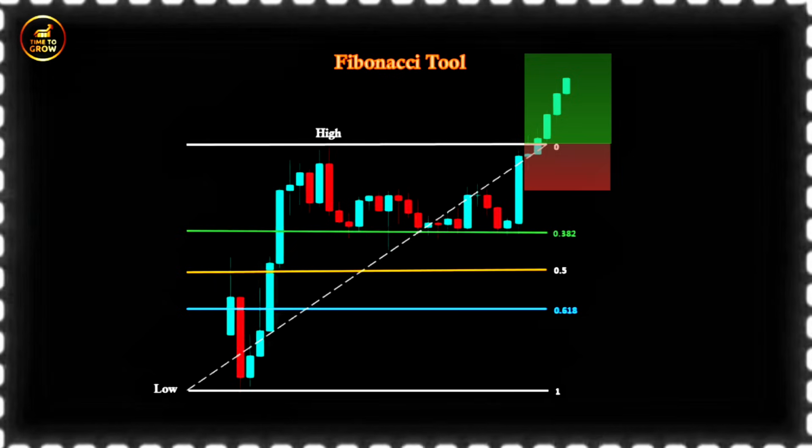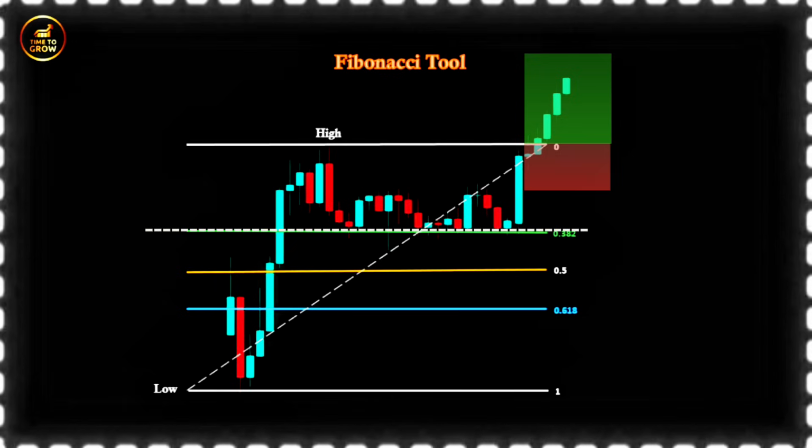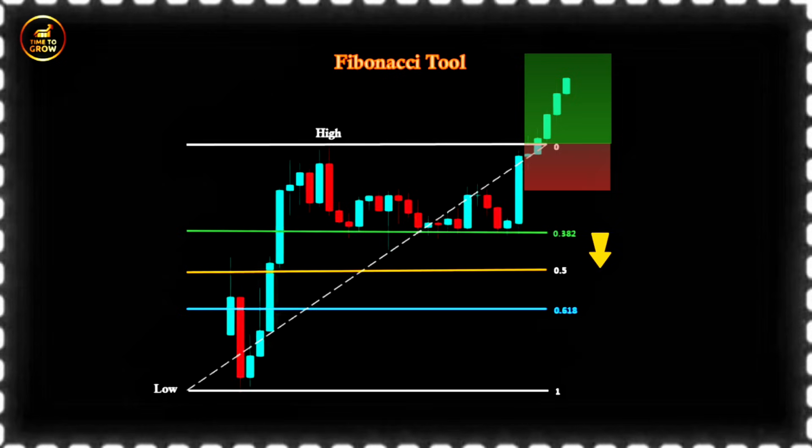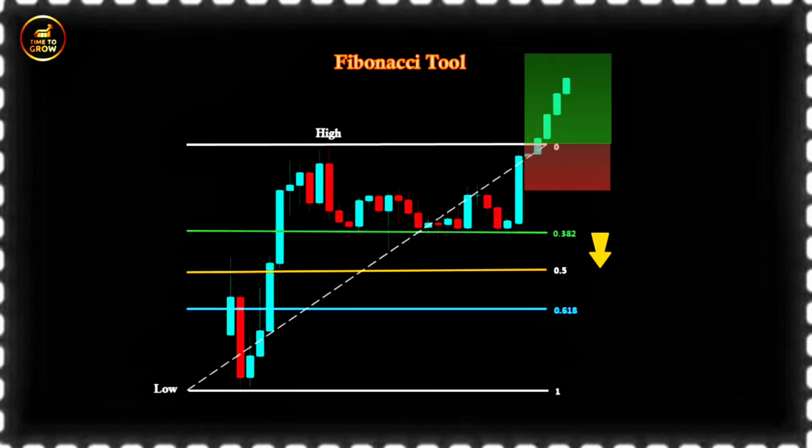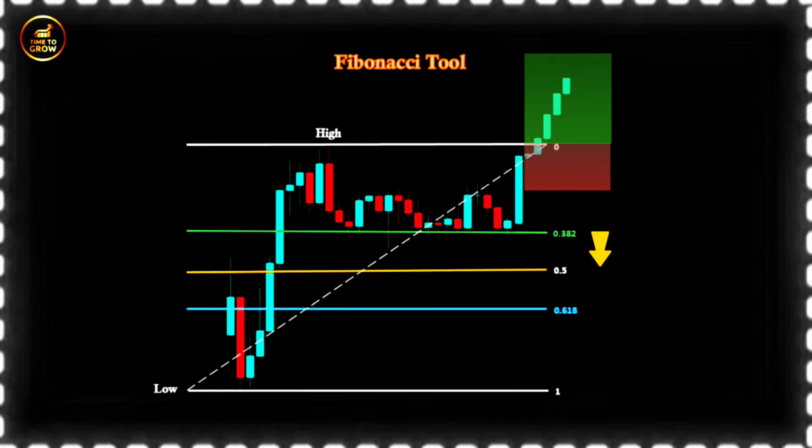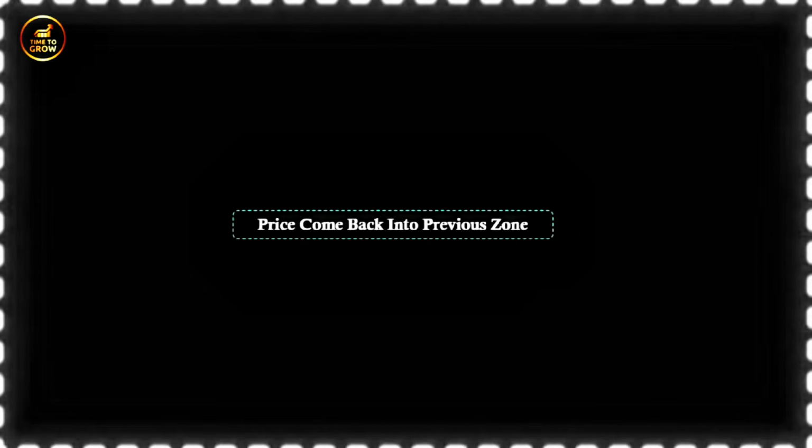But if the price breaks below the 0.382 level and closes beneath it, then this becomes a strong pullback, not just a normal correction. In such a situation, you should avoid taking a long entry because the chances of a deeper reversal are much higher. Tip number 4. Price comes back to its previous zone.